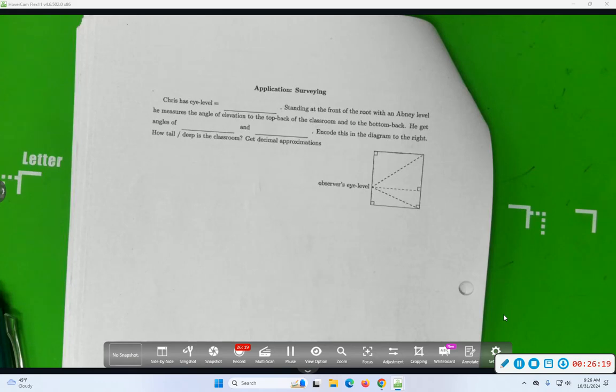The angle I'm getting to the bottom of the classroom is an angle of decline of 10 degrees. I'm now going to look from here up to the top of the classroom. I'm getting an angle of incline of 12 degrees.